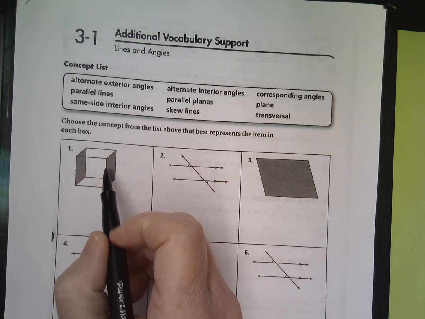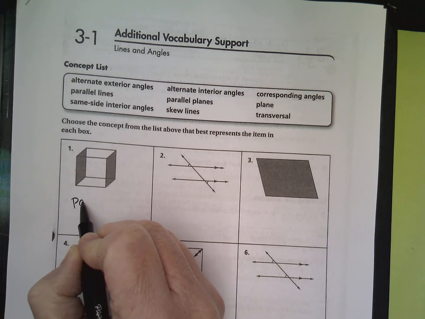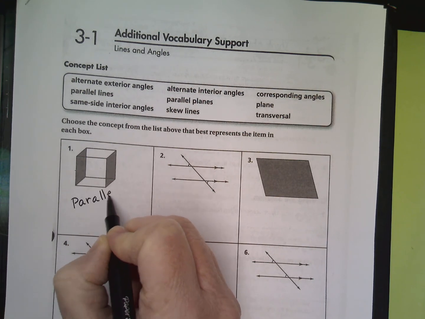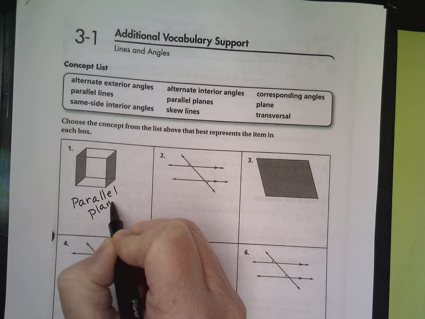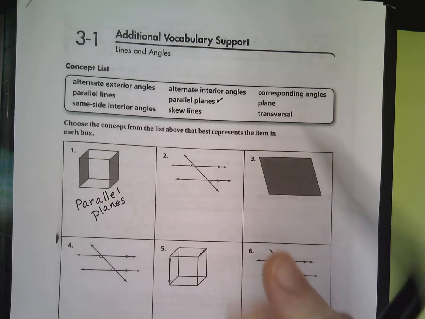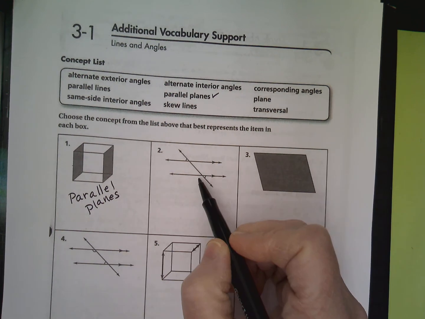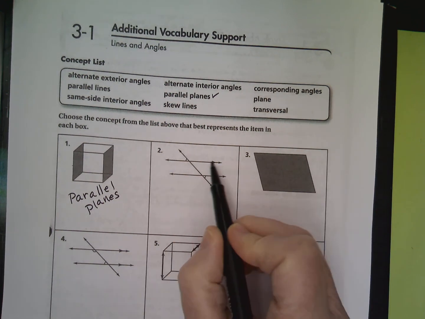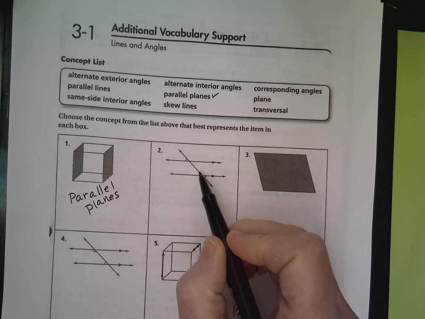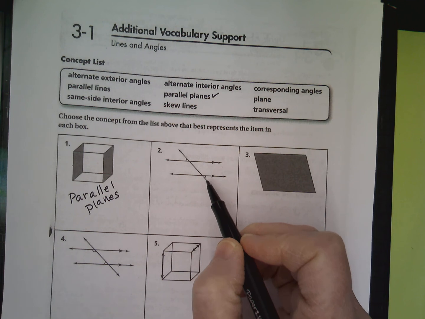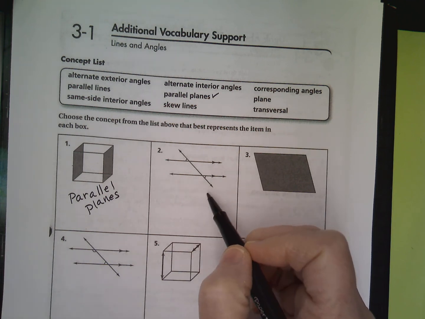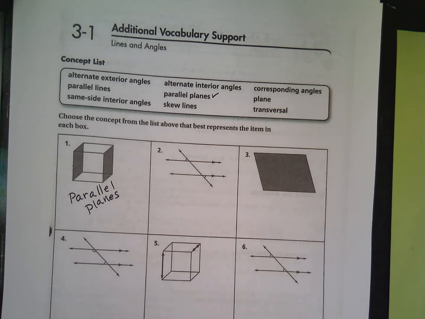These two shaded areas are parallel planes. They are planes that are across from one another and they will never touch. Number 2, you have two parallel lines that are cut by a transversal. When that happens, a series of different types of angles are produced.